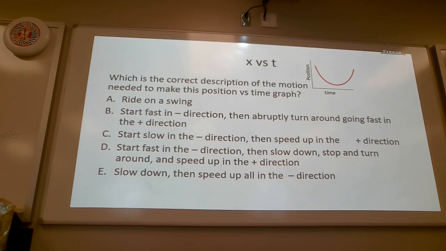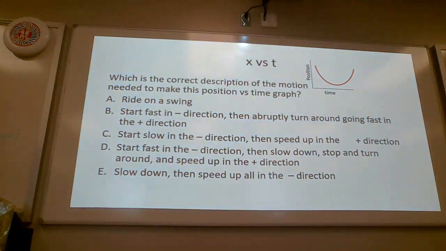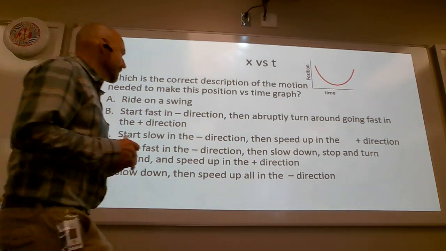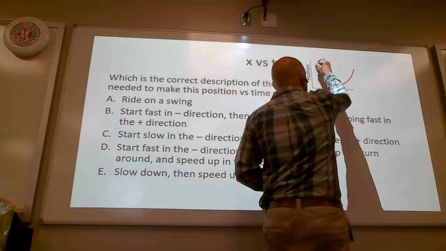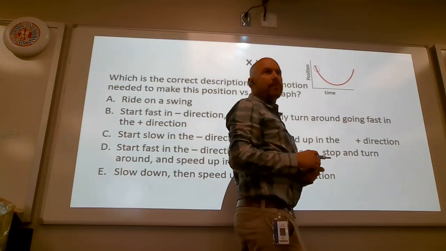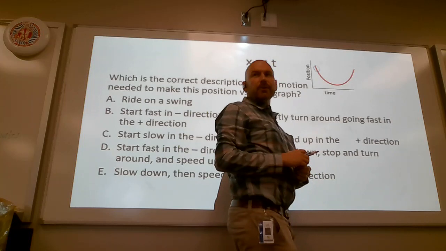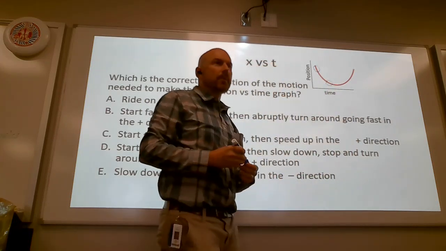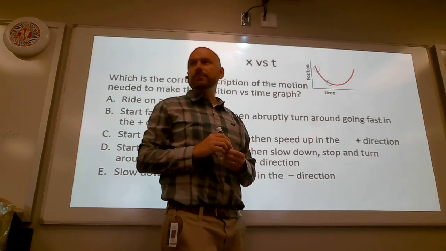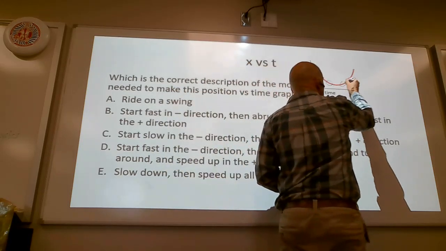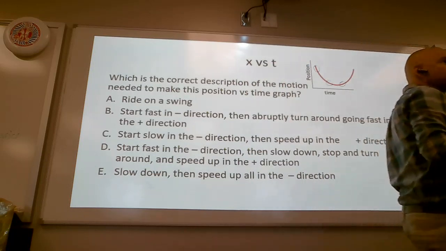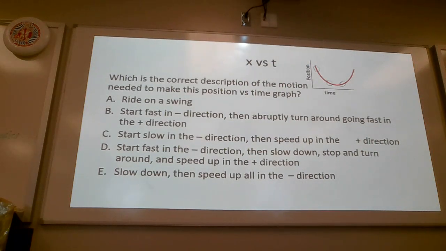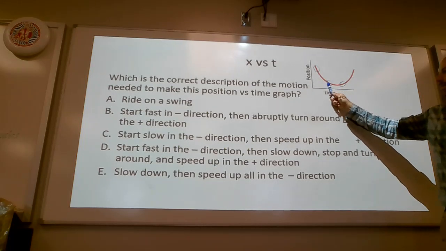Correct answer, D. Dangerous dinosaurs. All right, take it in chunks. Fast or slow? Fast, positive or negative? Negative. Fast or slow? Slow, positive or negative? Negative. Fast or slow? Slow, positive or negative? Positive. What had to have happened between this and this?